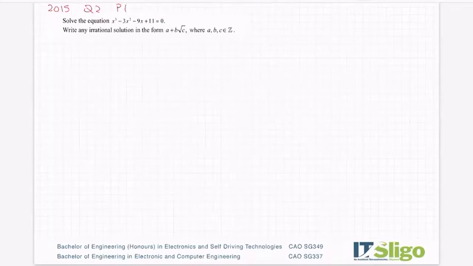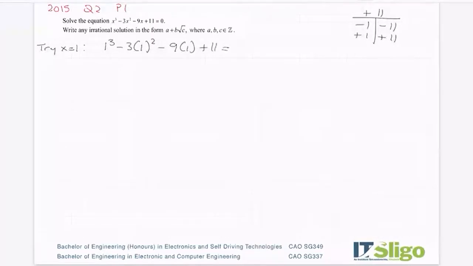I would try x is equal to 1. So you'd have minus 1 minus 11 plus 1 plus 11. So I definitely try 1 and minus 1 as my first two. So let's try x is equal to 1. So I'd have 1 cubed minus 3 times 1 squared minus 9 times 1 plus 11.